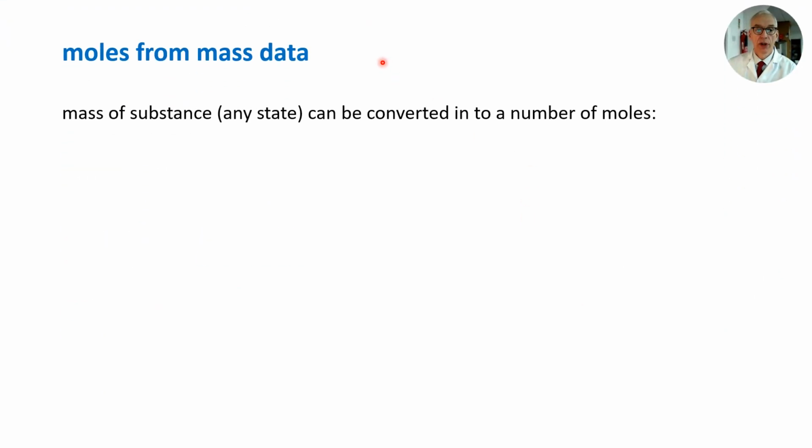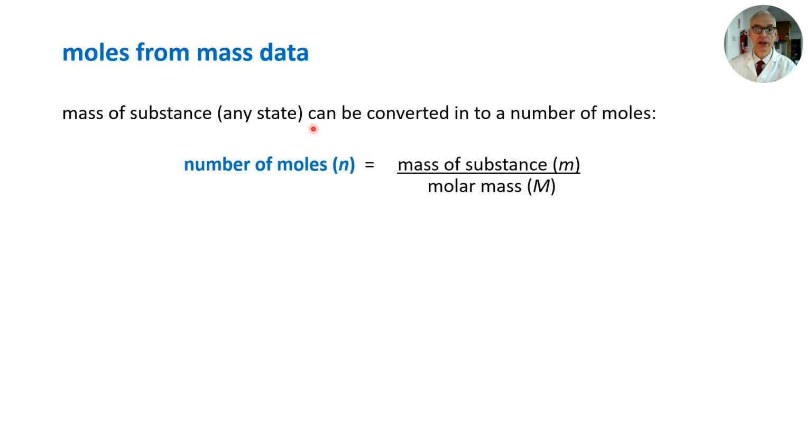So you may recall from the mole lesson that the mass of substance can be converted into numbers of moles, and that is any state, gas, liquid or solid. As long as we have the mass, it can be converted into a number of moles via the equation: numbers of moles, small n, is equal to the mass of substance divided by the molar mass, that is the mass of 1 mole. Now, of course, that equation can be rearranged to give us 2 different subjects. So rather than numbers of moles, we can make the subject mass of substance or molar mass.